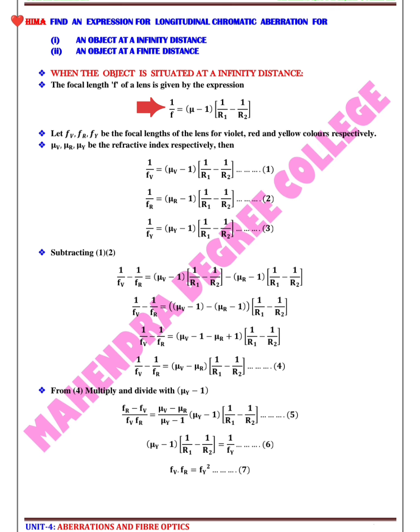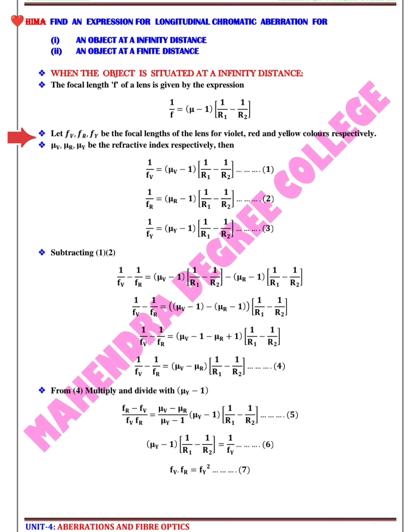The fundamental lens maker's formula states that the focal length f of a lens for an object at infinity is given by 1 by f equals mu minus 1 into 1 by R1 minus 1 by R2, where mu is the refractive index, and R1 and R2 are the radii of curvature of the lens surfaces.